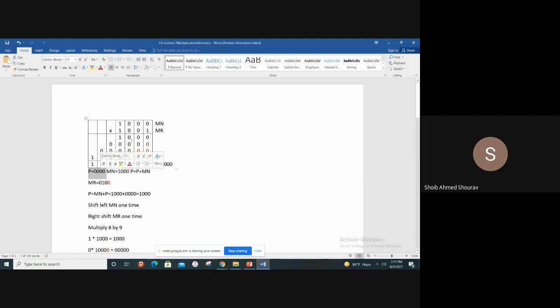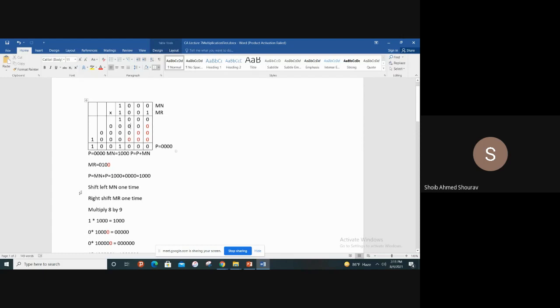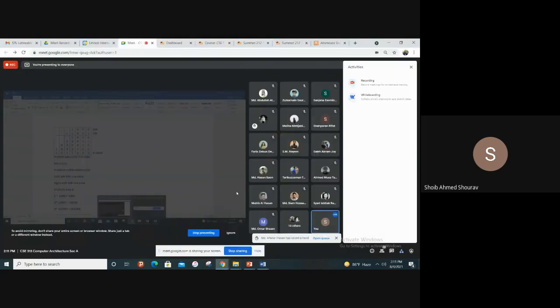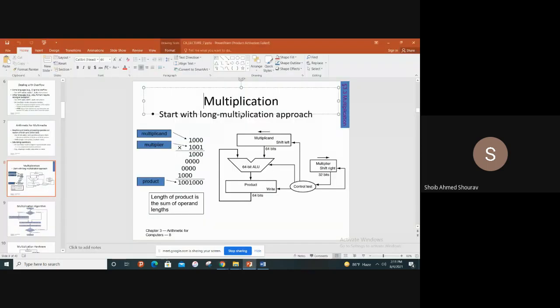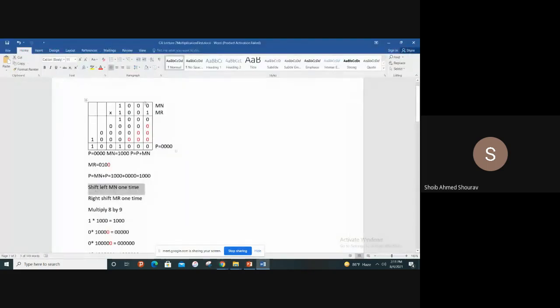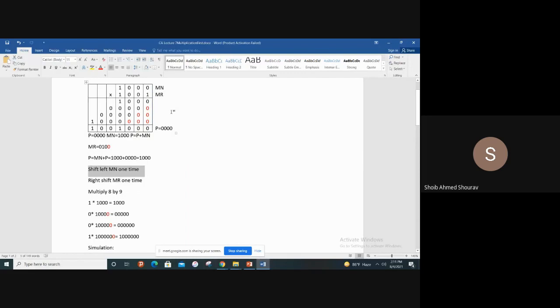Now, how are we going to get these spaces in this multiplication? Using the shift left on mn one time. Okay, so how can we do this? We are going to see first what we do in the multiplication. 1 into 1000, that is 8. Result is 8. That is the first row in here.